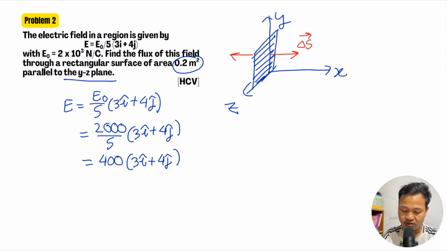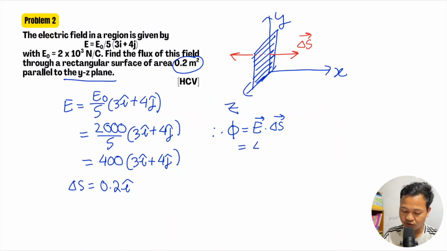Here you're given that delta S should be 0.2 meter square, let's say in the i direction. So here they ask you to find out the flux. Therefore flux should be E dot delta S. E is 400 multiplied by 3, which is 1200 i, plus 4 times 400, which is 1600 k. That's a dot product with 0.2 i.